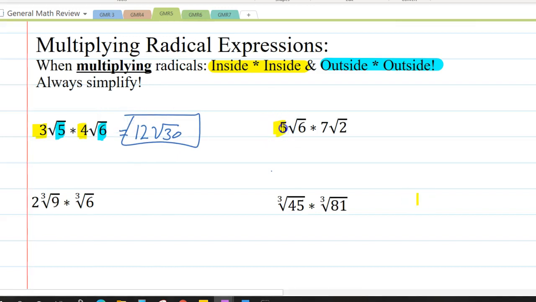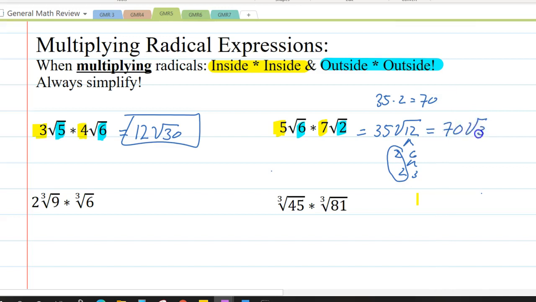Do it again. 5 times 7, 6 times 2, 35 square root of 12. Well, can I simplify the 12? 2 times 6, we just did that. And then 2 times 3. I have a pair of 2's that can come out. I already have the 35 in front. So 35 times 2 is equal to 70. I have 70 square root of 3.